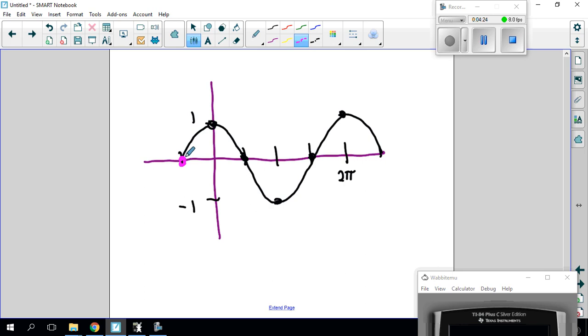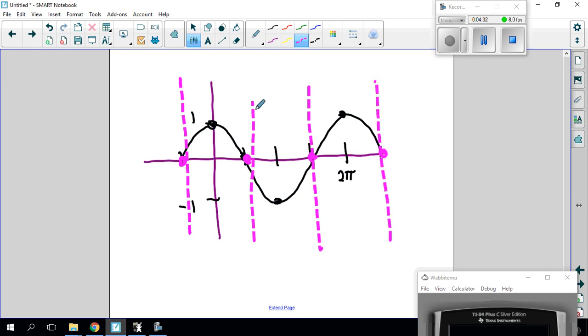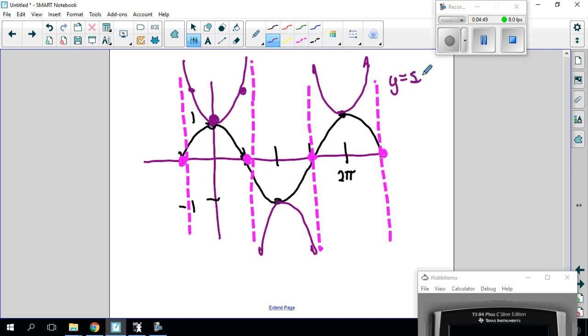Now, the zeros create vertical asymptotes. So the reason I extended it, man, that was bad. Oh, let's go with it. Reciprocal of 1 is 1, reciprocal of 1/2 is 2, 2, boom. You get the idea. Flip it over, flip it over. Perfect graph. Y equals secant x.